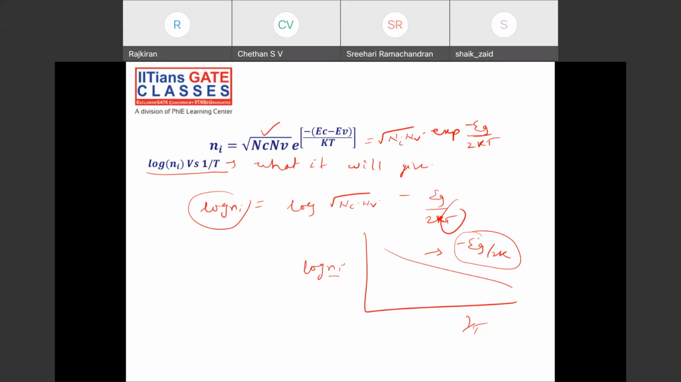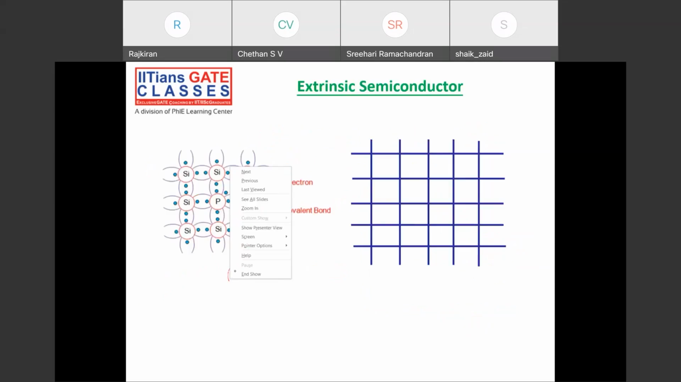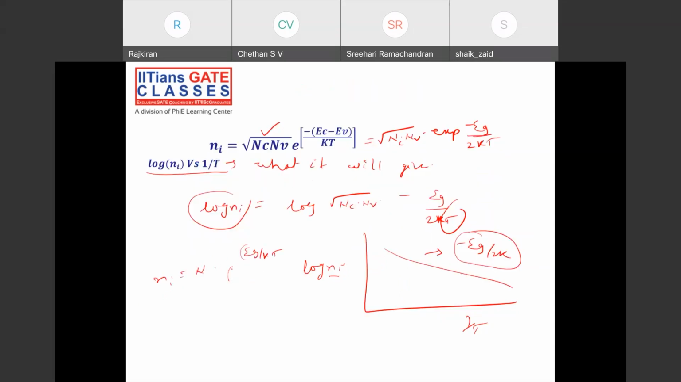In the bond theory also, it is the energy gap. Ni is equal to the number of atoms into the probability for each atom, which is Eg by kT. This is the bond energy needed to break the bond, so this is the probability expression. Each atom has one bond that will break, with probability of Eg by kT. So here also we got Eg only. Clear?